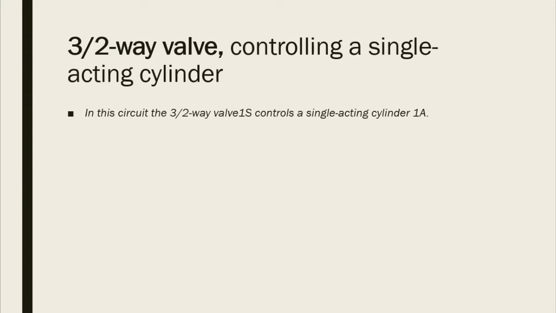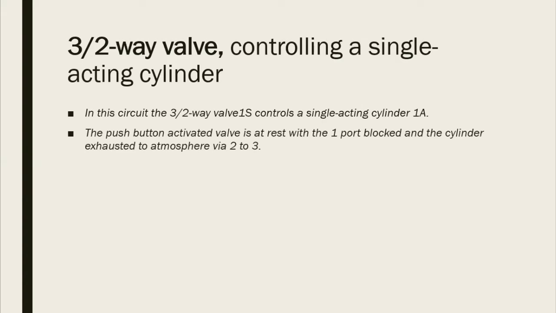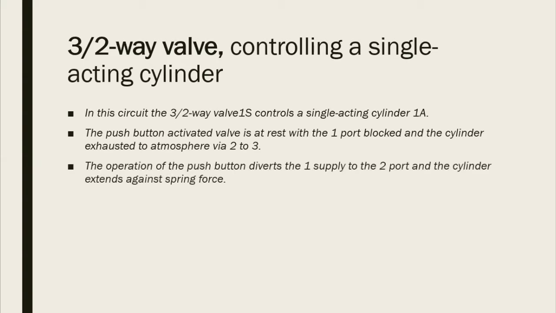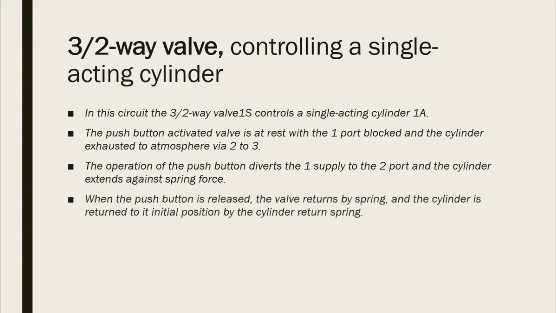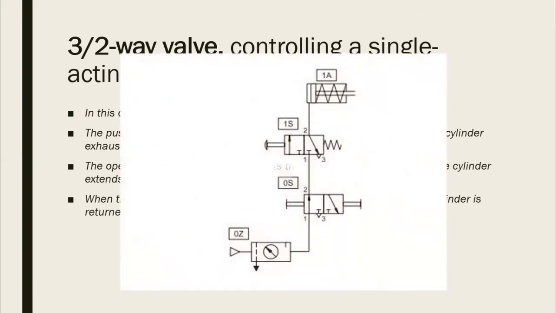In this circuit, the two-way valve 1S controls a single acting cylinder 1A. The push-button activated valve is at rest with the 1-port blocked and the cylinder exhausted to atmosphere via 2 to 3. The operation of the push-button diverts the supply at 1 to the 2-port and the cylinder extends against spring force. When the push button is released, the valve returns by spring and the cylinder is returned to its initial position by the cylinder return spring. Circuit diagram controlling a single acting cylinder.